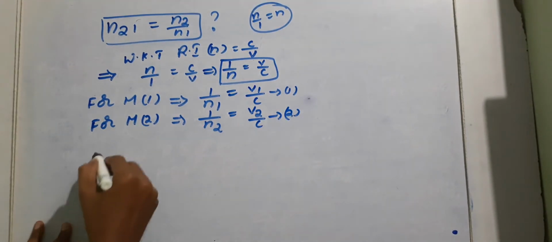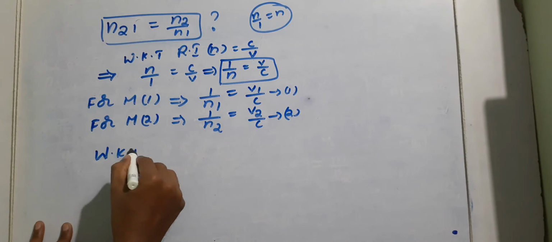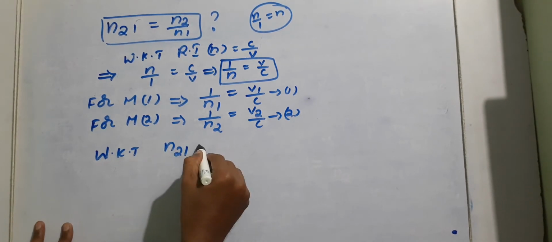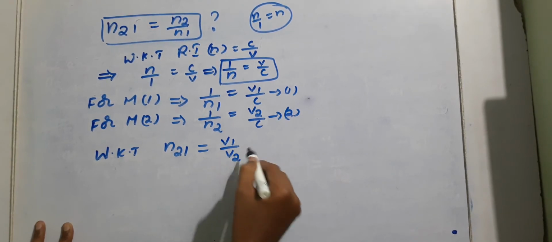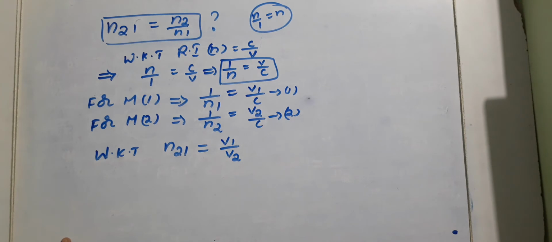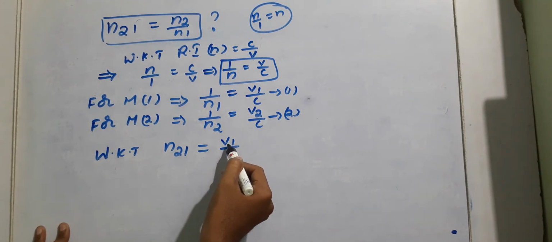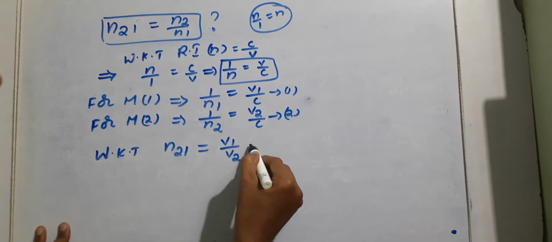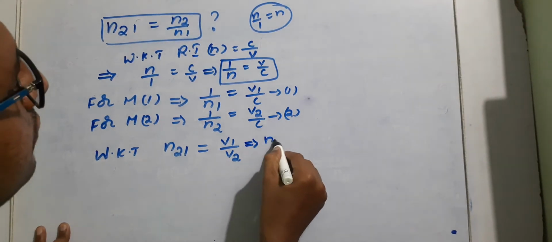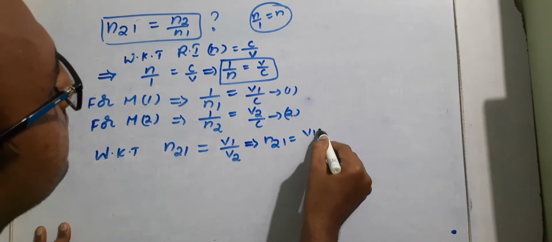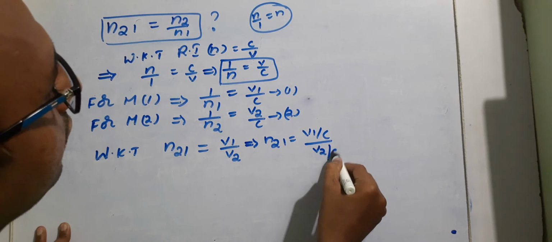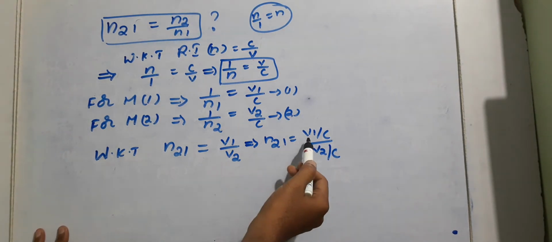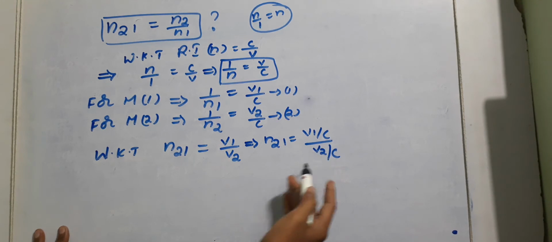So now we also know that from the definition of relative refractive index of second medium with respect to first medium, n21 is given as v1 upon v2, or v1 by v2. Now we are dividing v1 with c and v2 with c. So this implies n21 is equal to v1 by c over v2 by c.